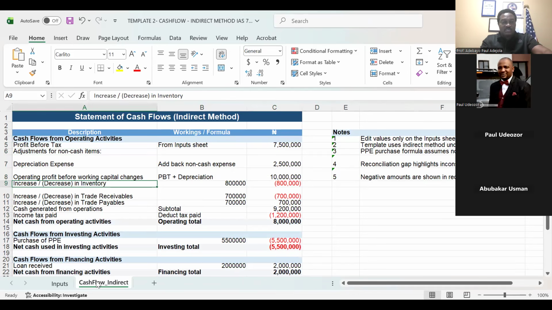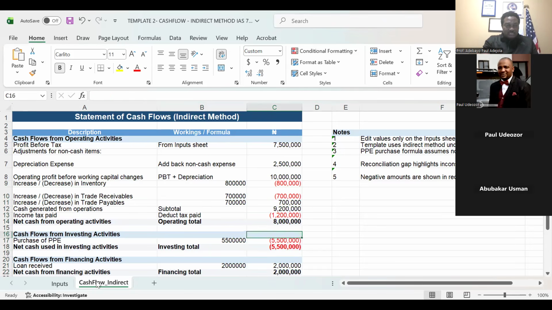See, increase or decrease in inventory. I told us when inventory increases, it is an outflow. That's why you are seeing it in brackets. It increased. Then increase or decrease in trade payables. Trade payables also increased. It increased from 3.8 million to 4.5. So it's an outflow. And the rest, let's see now.